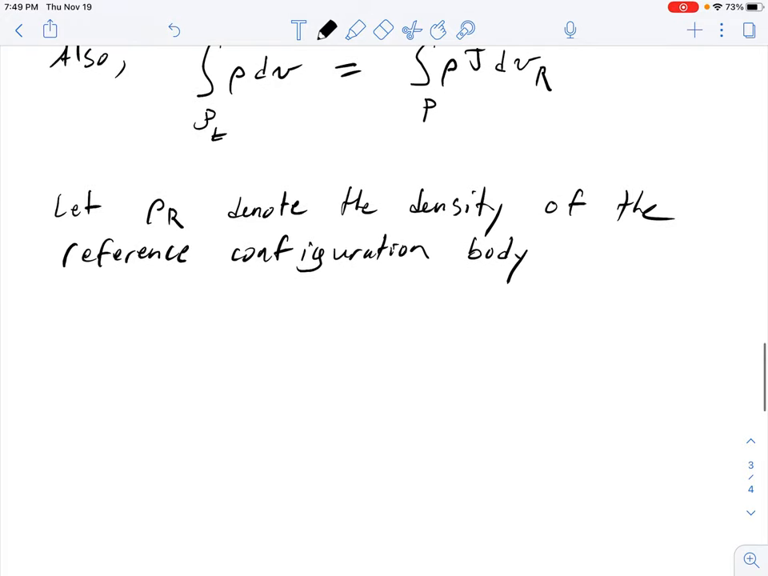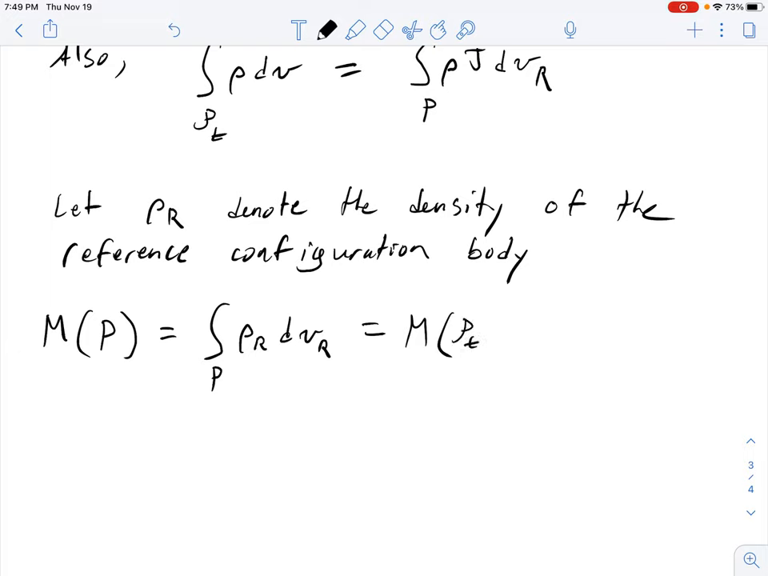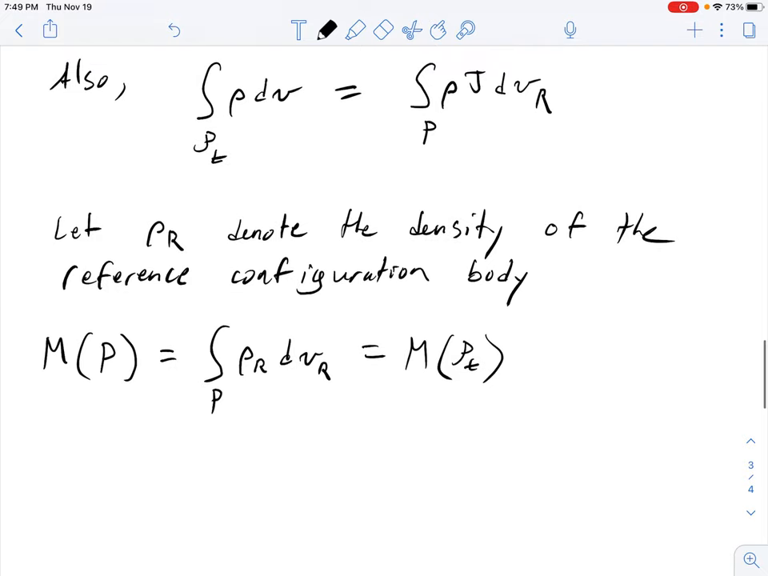So we have that the mass of the body in the reference configuration is the integral of this subregion P of the body of rho r dvr. And that, since mass is conserved, has to equal the mass of it in the spatial configuration for any time. Well, we can do that in the reference configuration like this. So that is equal to the integral over the reference region of rho j dvr.